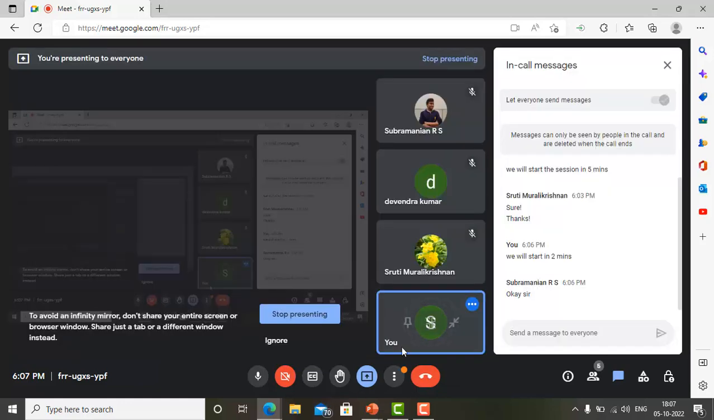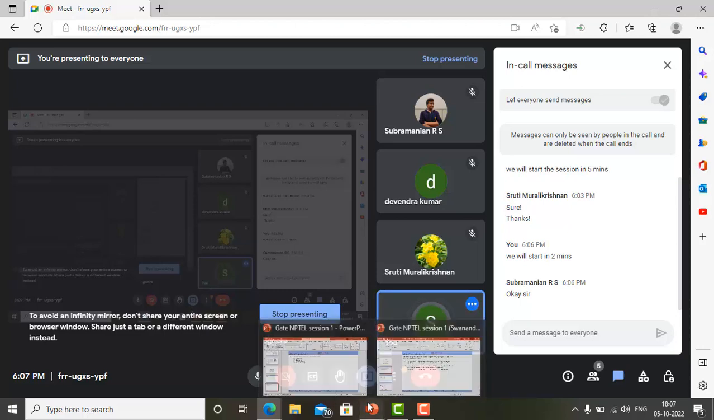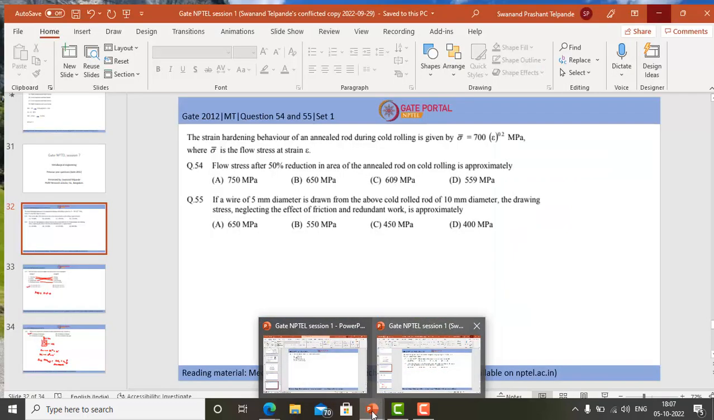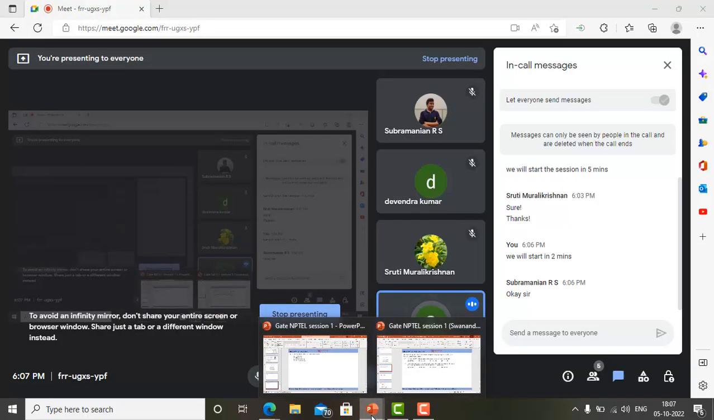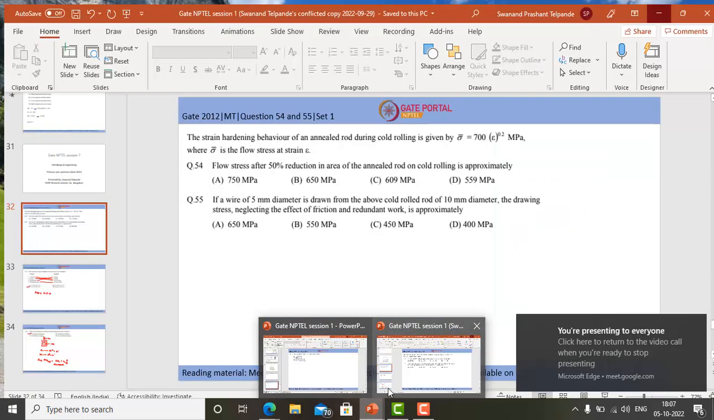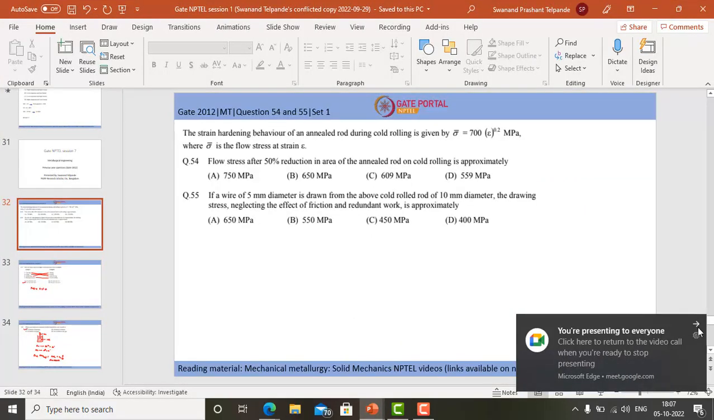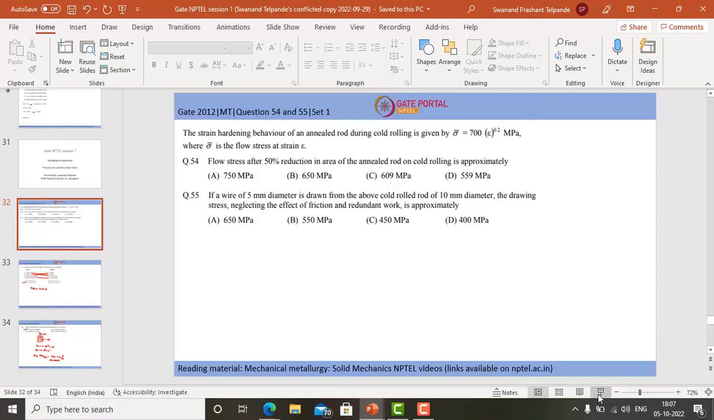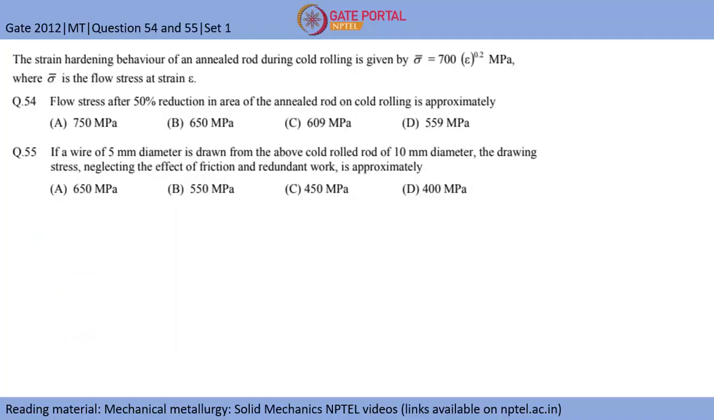I will project the first question, and you have almost 2-3 minutes to solve it. Then we will go through the next question. These are questions from the GATE 2012 question paper, metallurgical engineering. First try to solve question number 14. I will give you 2-3 minutes to solve this question. You can enter the answer in the chat box.